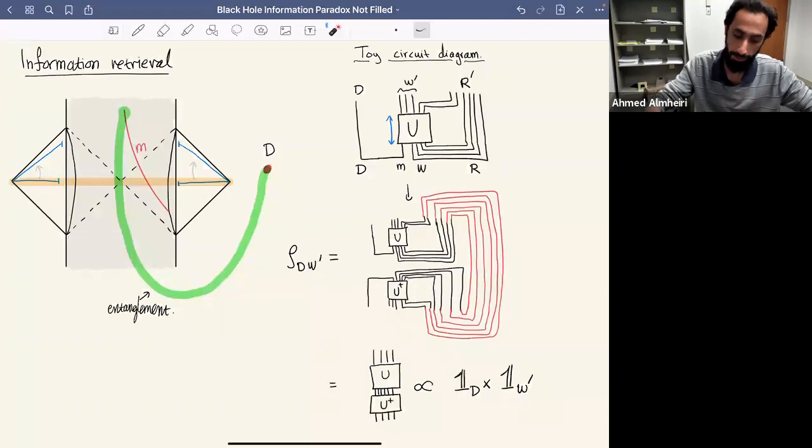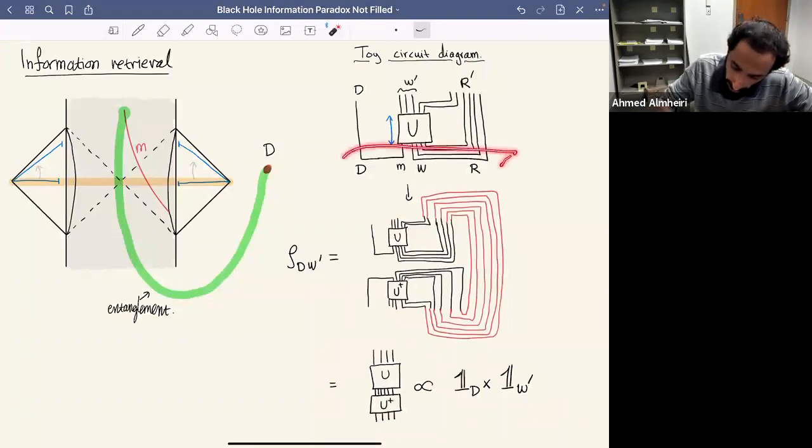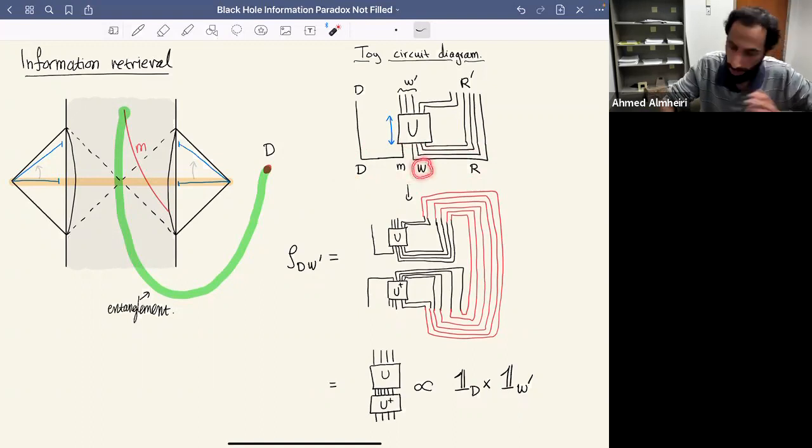Let me go through the circuit diagram. W here is the wormhole or the black hole. It's maximally entangled with the radiation. Imagine that you throw M into the black hole, which scrambles, and M is entangled with this external system D. After some amount of unitary evolution, some scrambling, you let the black hole evaporate a little bit more, so you collect some more Hawking radiation. That's what these two legs going into R prime indicate. So the final state is you have D, the new black hole, and the new radiation.